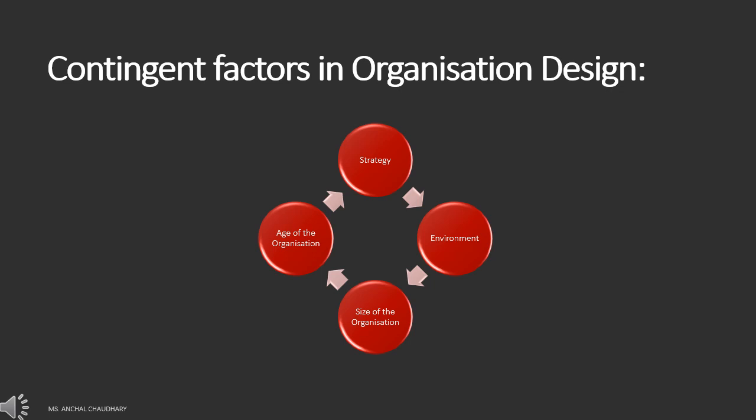Next is your contingent factors in organization design. First is your strategy. Whatever the strategy you are making, it should be based on the company's mission and its strategic goals and objectives. Next is your environment. Environment has an impact on decision making, specifically the difficulty of making decisions in uncertain and unpredictable environment. So organization must be able to adopt those changes and must be well prepared for such changes in advance. Next is your size of the organization.